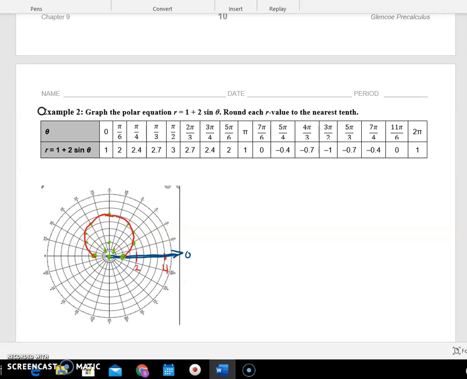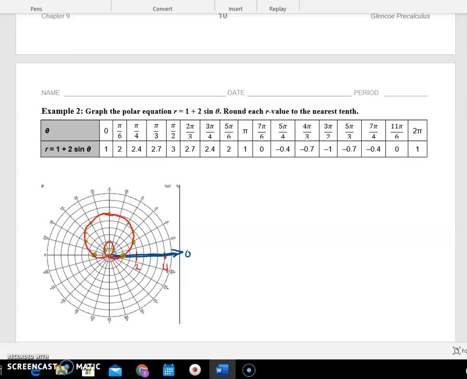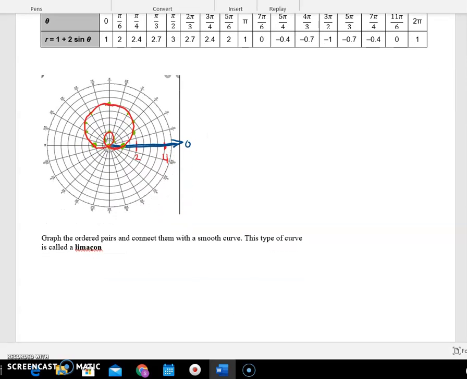So actually what happens here is it's going to dip below the polar axis just a little bit. There are values between pi and 7 pi over 6. And then it's going to come up here and make that little curve. So you have your graph. And so this is called a limacon. Weird name, but it's true.